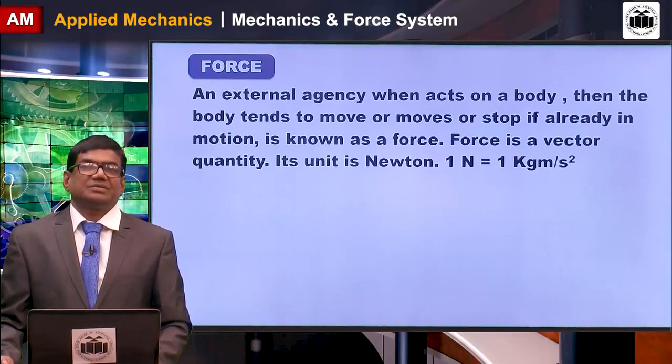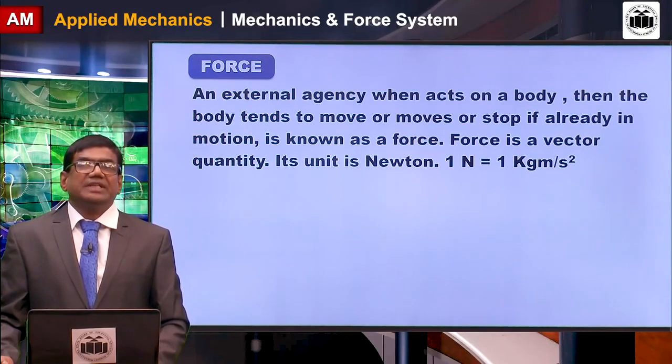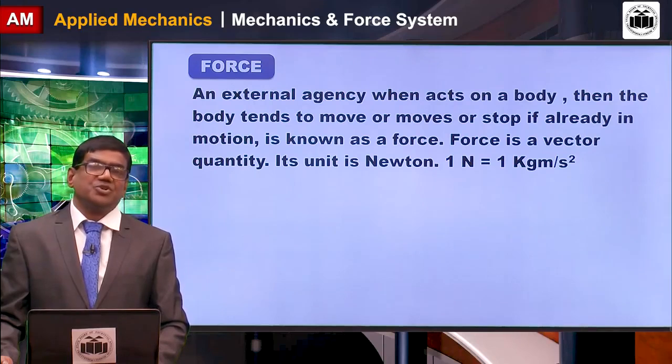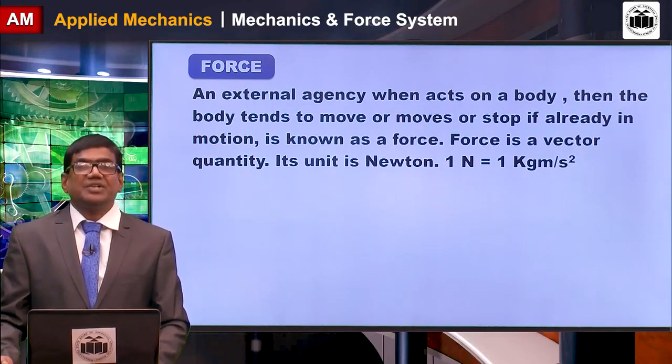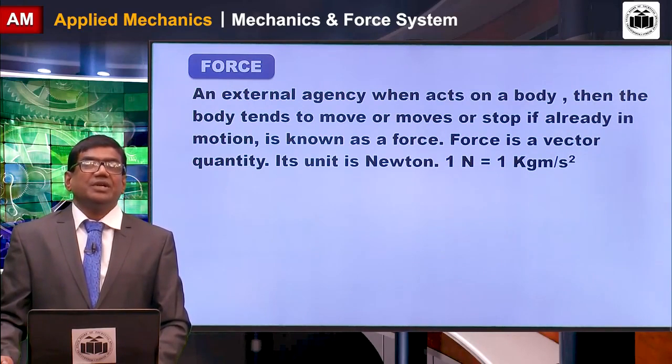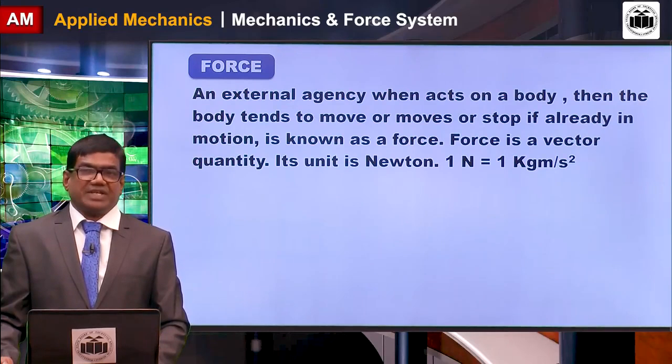Force. An external agency which, when it acts on a body, makes the body tend to move, or move, or stop if already in motion, is known as a force. Force is a vector quantity. It is measured in Newton as a unit. 1 Newton equals 1 kg meter per second square. Force is derived from Newton's second law of motion.